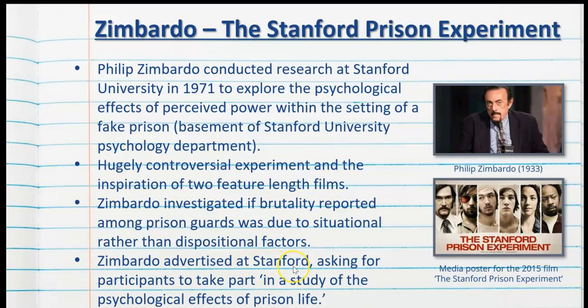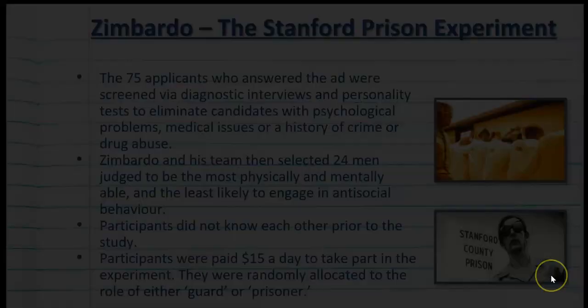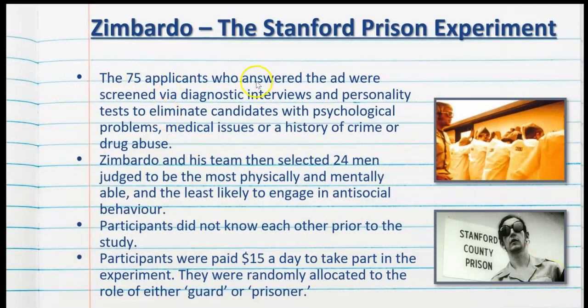Zimbardo advertised at Stanford, asking for participants to take part in a study of the psychological effects of prison life. The 75 applicants who answered the ad were screened via diagnostic interviews and personality tests to eliminate candidates with psychological problems, medical issues, or a history of crime or drug abuse. Zimbardo and his team then selected 24 men judged to be the most physically and mentally able and the least likely to engage in antisocial behaviour. Participants did not know each other prior to this study, and participants were paid $15 a day to take part in the experiment. They were randomly allocated to the role of either guard or prisoner via a coin flip.